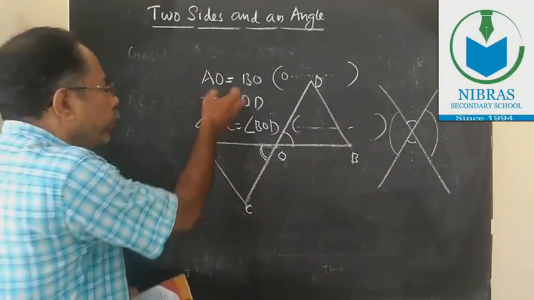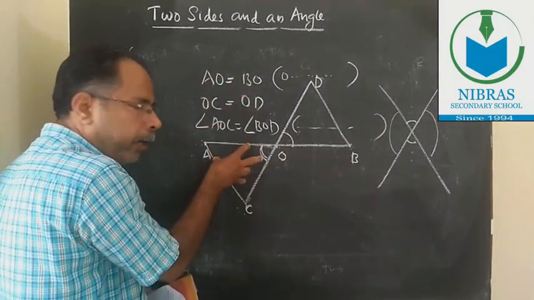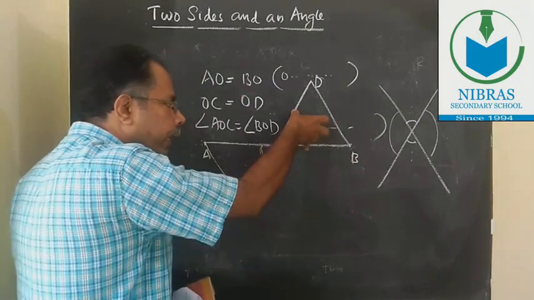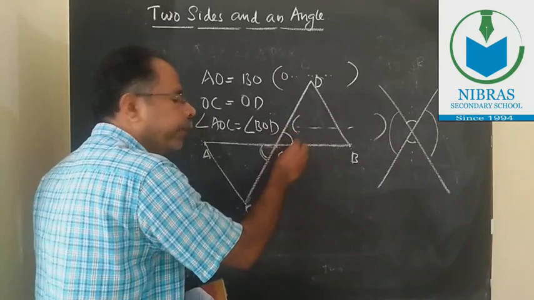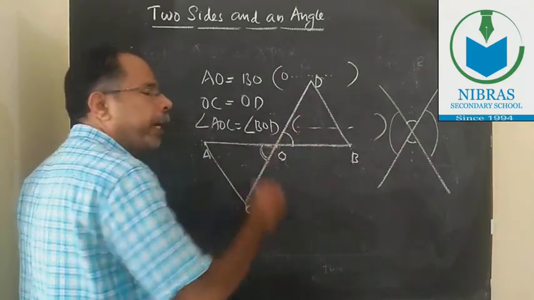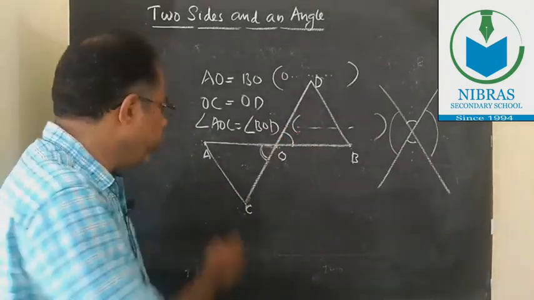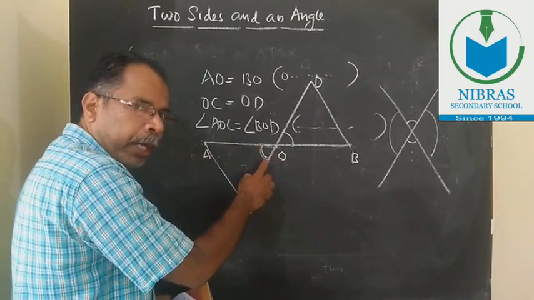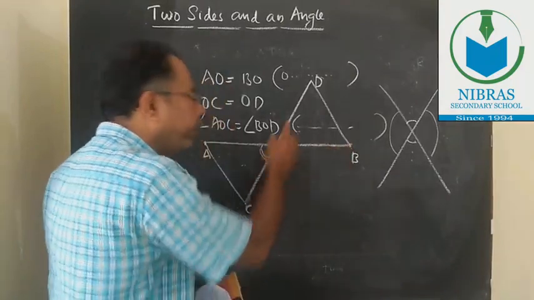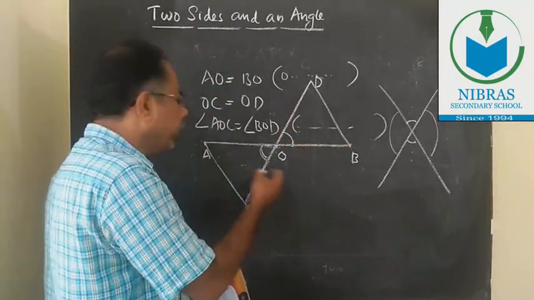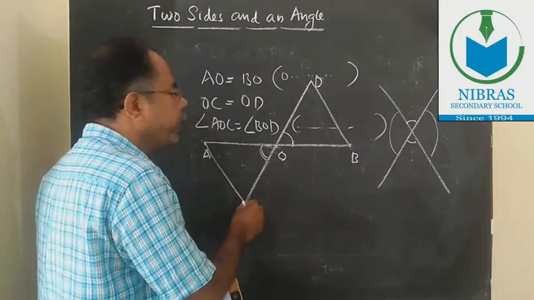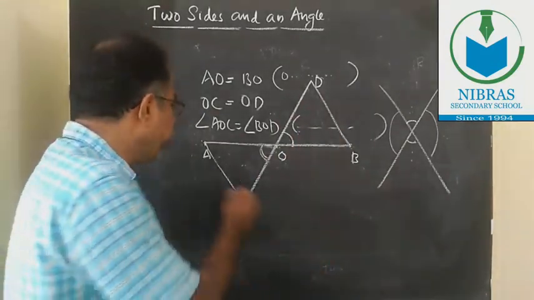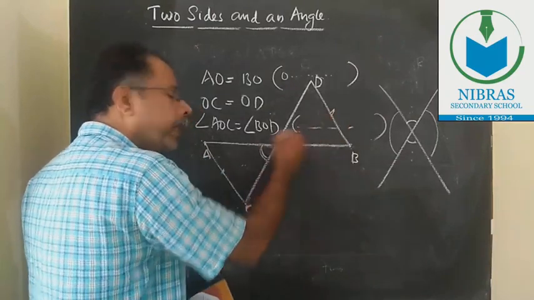Two sides of this triangle and the angle between them are equal to two sides of this triangle and the angle between them. Therefore, these two triangles are equal. Two sides of triangle AOC and the angle between them are equal to the two sides of triangle BOD and the angle between them. Therefore, triangle AOC and triangle BOD are equal triangles.